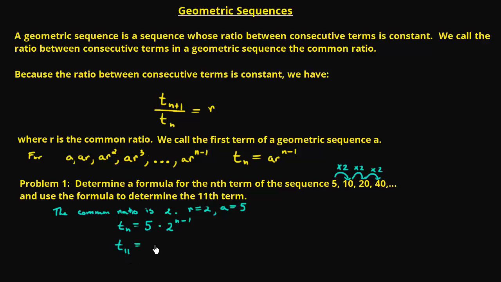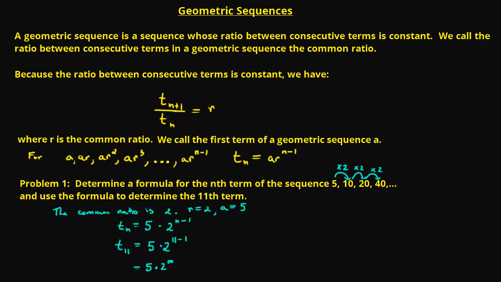So we have t sub 11 is equal to 5 times 2 to the power of 11 minus 1, which is equal to 5 times 2 to the power of 10. And 2 to the power of 10 is, let's see here, 1024. Multiply that by 5 and we get 5120. So this is equal to 5120.